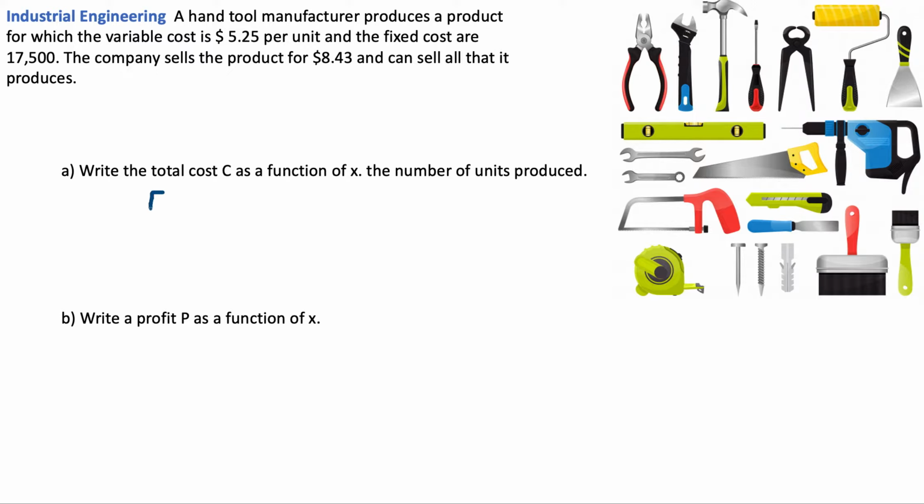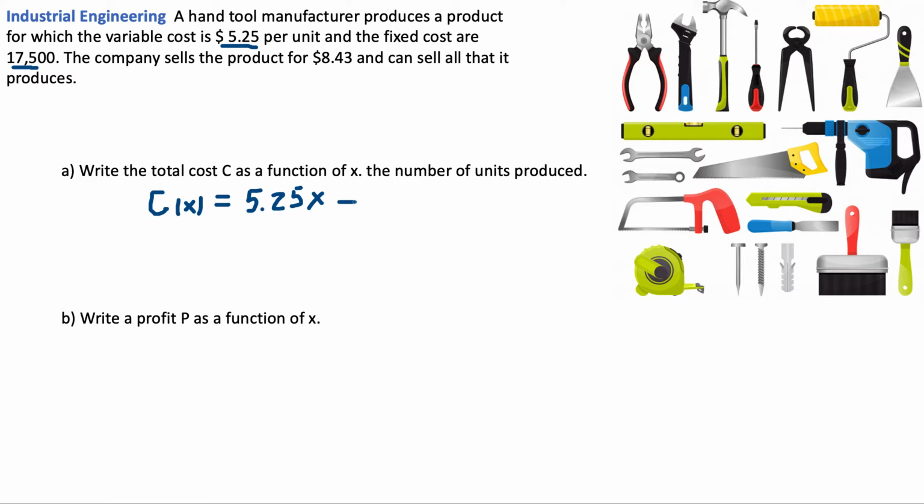If we write the cost as a function of X, we can write it this way. C of X denotes the cost. The variable cost is 5.25 per unit, which means we can write 5.25, and instead of the unit we write X. It means for every unit produced the price is 5.25, so this represents X, and the fixed cost is a constant.